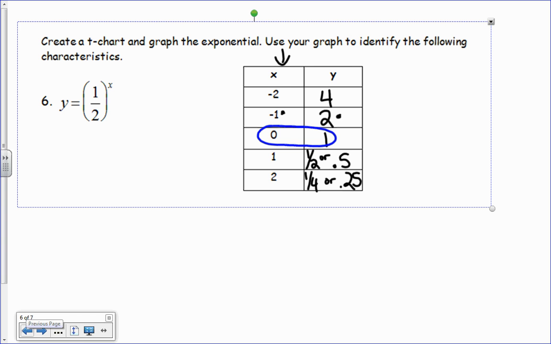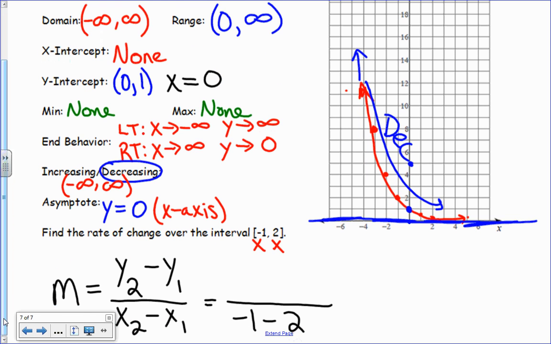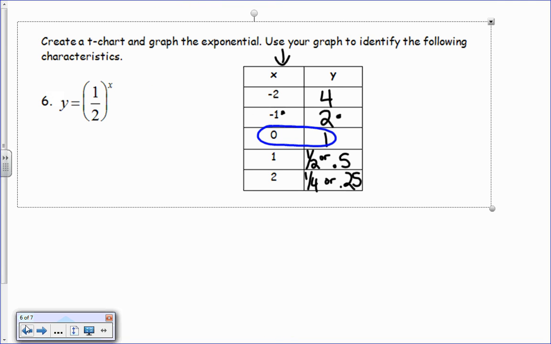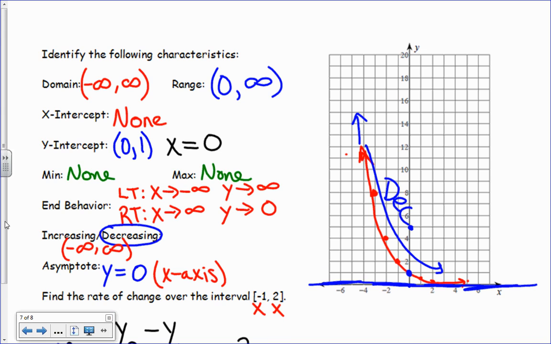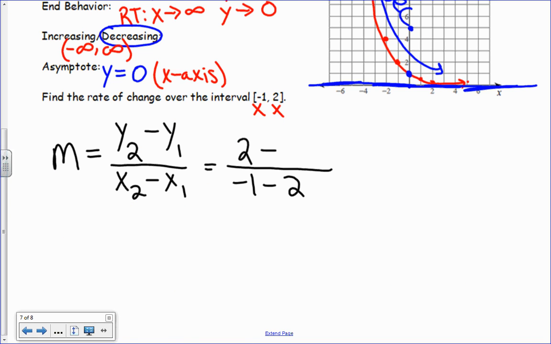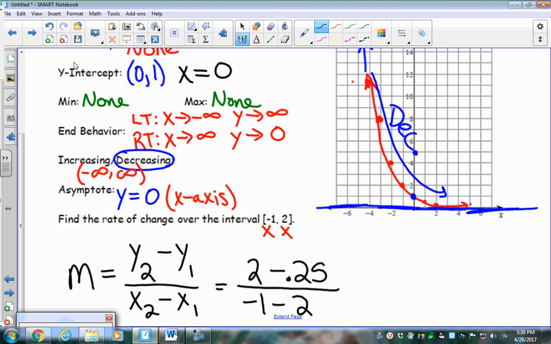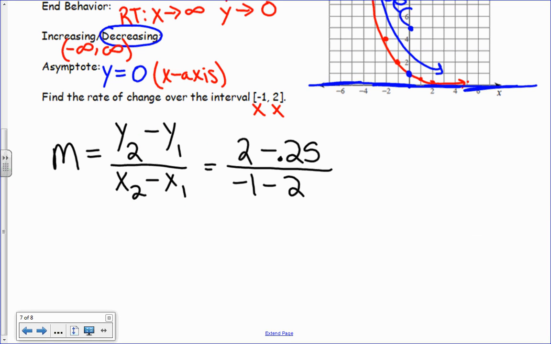All right, when x is -1, the y value is 2. So the first thing you put on the top is a 2, because when x is -1, y is 2. And then you look at the other one. When x is 2, the y value is 1/4 or 0.25. So when x is 2, you would have minus 0.25. All right, so the y value with -1 is 2, the y value with 2 is 0.25.